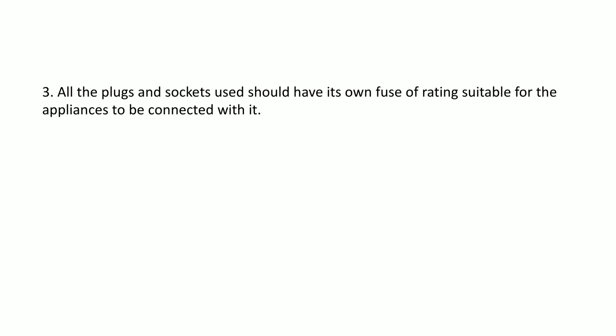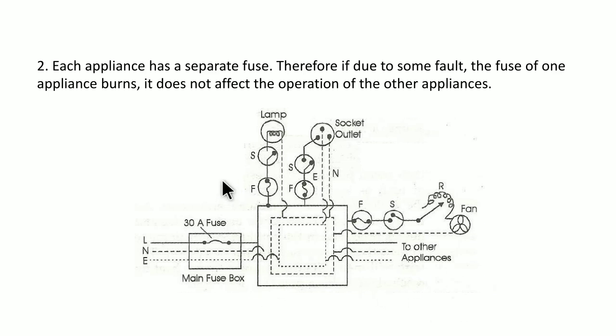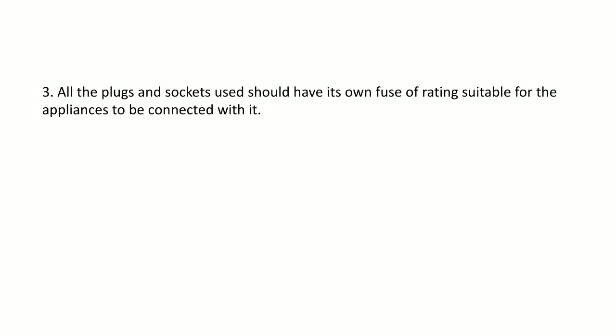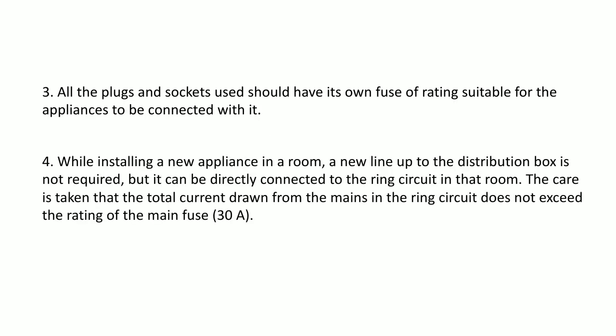Number three, all the plugs and sockets used should have their own fuse of rating suitable for the appliances to be connected with it. Like for example, over here we can see that all these fuses must have their own ratings, because the fuse which we use in a lamp and the fuse which we use in other appliances may be different. All right, so for different appliances, different kinds of fuse ratings may be there. So all these plugs and sockets used should have their own fuse of rating suitable for the appliances to be connected with it. And the fourth one is very important.